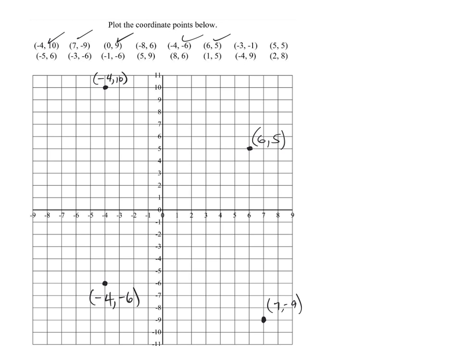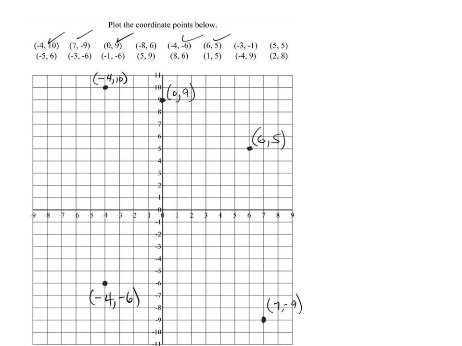Let's do 0 and 9. 0 in the x direction means you're not moving at all from the origin. You're not moving left or right in the x direction, but you're going to move up 9 spaces. So this particular point is on which axis? It's on the y-axis.